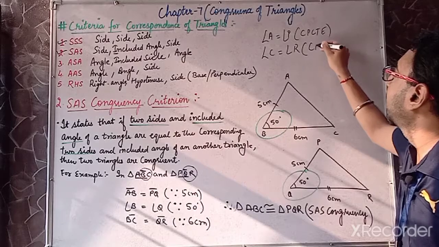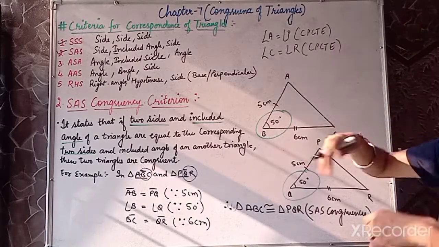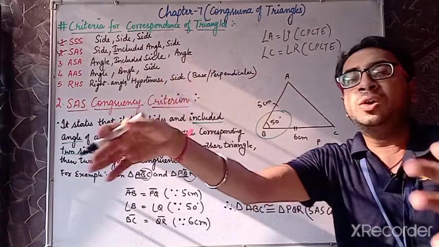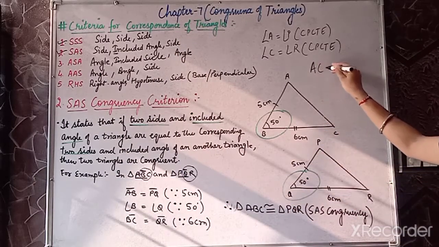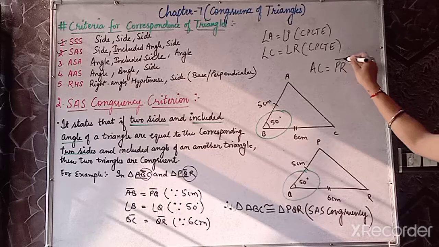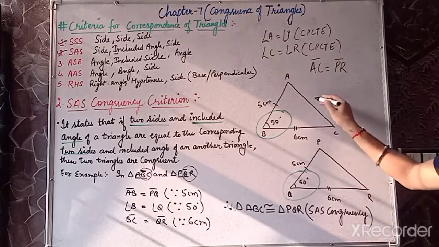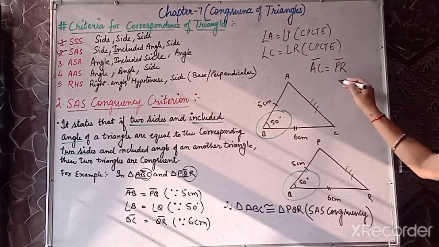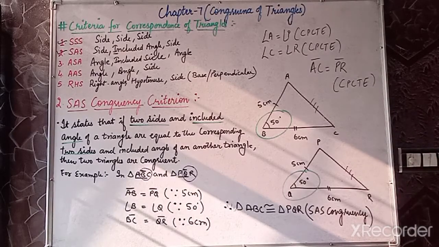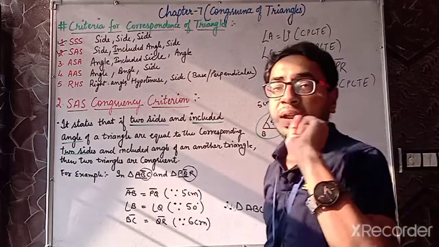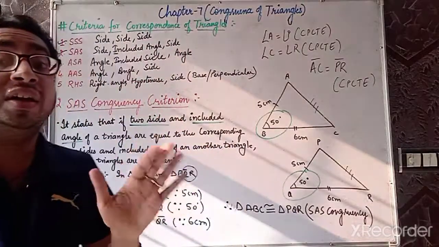Because CPCT, because we have proved the triangles are congruent, it means all the corresponding parts are also equal. What is left now? Can I say AC is also equal to PR? Because they are already equal. Only this is left. By what? CPCT. Corresponding parts of congruent triangles are equal. This is how we apply CPCT onto congruent triangles. Are we clear?